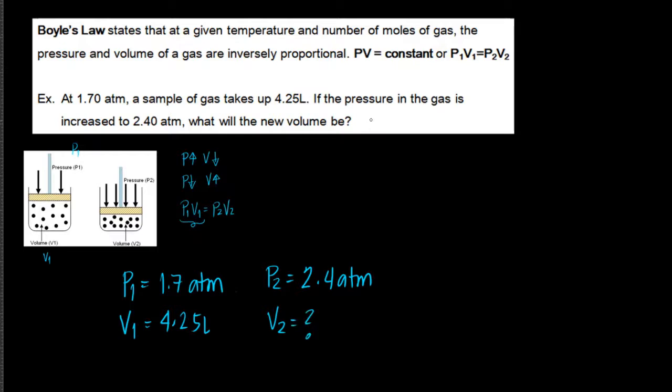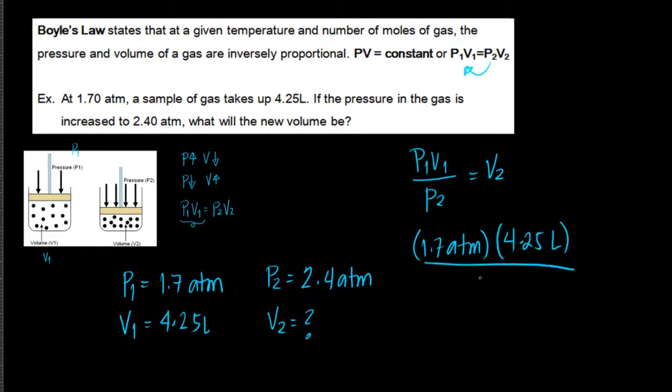Question mark. Now, playing with our equation P1 V1 equals P2 V2, we keep P1 V1 as is, but P2 gets transposed to the other side of the equation. So, P2 goes here so that what remains on the other side of our equation is just V2. Substitute right away. So, 1.7 atmospheres times V1, which is 4.25 liters, all over 2.4 atmospheres equals V2. Cancel out our atmosphere. And you should know that the only unit left is liters, because you are looking for volume.